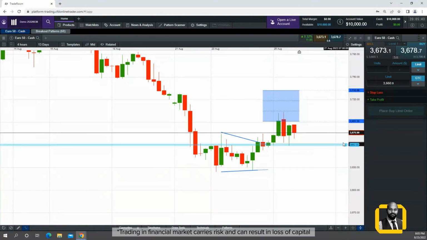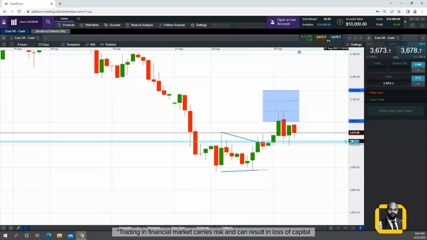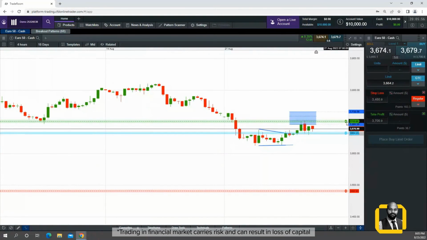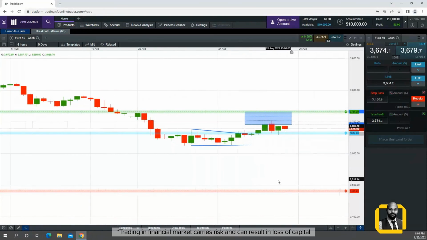So now you know this pattern is in formation, and we also know once the breakout happens, the prices can move up. So in this case, you take a buy position once the breakout happens. You keep your stop loss, you keep your take profit. Now take profit is very simple. It has given you the take profit on its own.